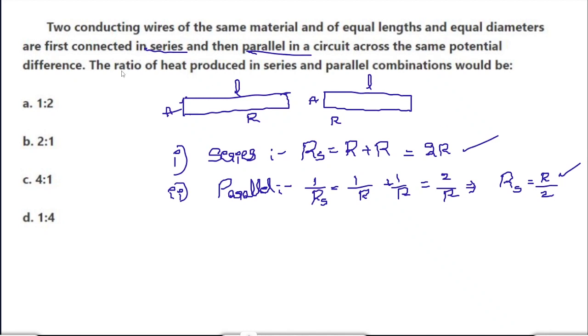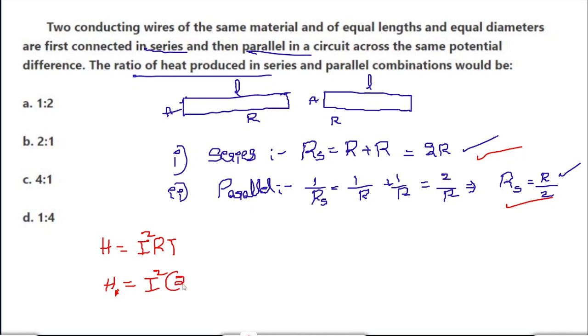And what he's asking is the ratio of heat produced, right? So first let's find the heat produced in series combination. So H is equal to I square R T. Since we need to find the ratio with the information of resistance, I can write H is equal to I square R T, with I square and T common. What is R here? R is 2R, and T.